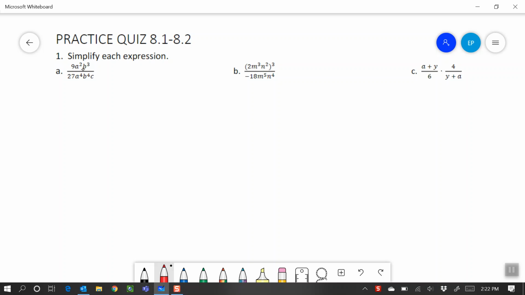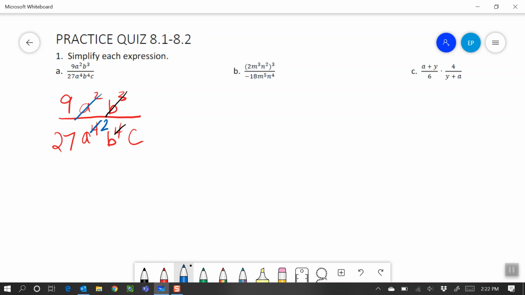So I have a 9 and a 27. So with a 9, 27, a squared, a to the fourth, b cubed, b to the fourth, and c, I'm going to cancel out what is the same, what's different. The c's on the bottom, I don't do anything with it. There's three b's on top, 4 b's on the bottom, so I'm going to have 1 left on the bottom. There are 2 a's on top, there are 4 on the bottom, so I'm going to have 2 left over.